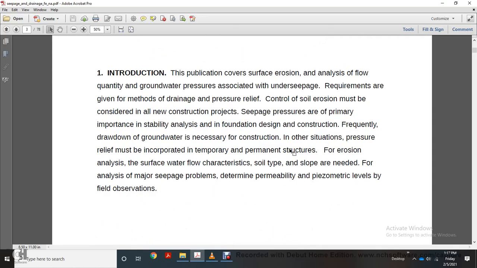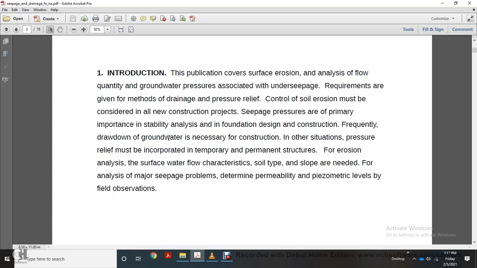Introduction. This publication covers surface erosion analysis, flow quantity, and groundwater pressures associated with underseepage. Requirements are given with methods of drainage and pressure relief. Control of soil erosion must be considered with all new construction projects. Seepage pressures are of primary importance in stability analysis and foundation design and construction.